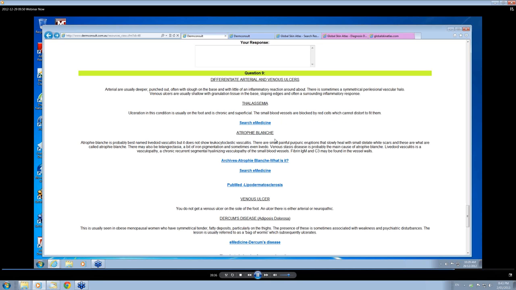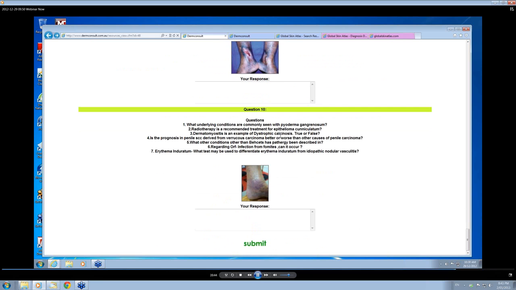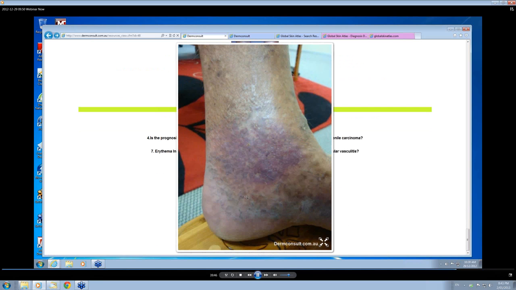And then atrophie blanche. Let me show you a picture. This is a picture of atrophie blanche down here. Usually the patients have chronic venous problems. They usually have that brownish surrounding pepper-like pigmentation from capillaritis, from leakage of red blood cells in a dependent position. Then you've got this white scar-like area, and there may be some little telangiectatic areas within that as well, and that's what we call atrophie blanche.